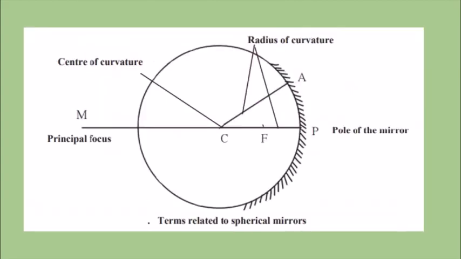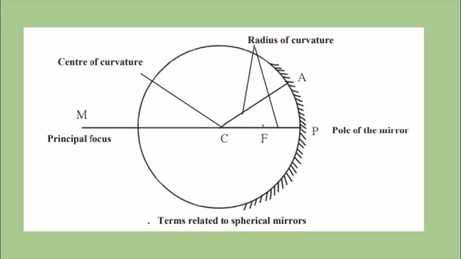Now there are a few terms related to spherical mirrors that we need to understand. In this figure you can see that a few of these terms are given, like P for pole, F for focus, C is the center of curvature, and so on. So let us understand all of these points.